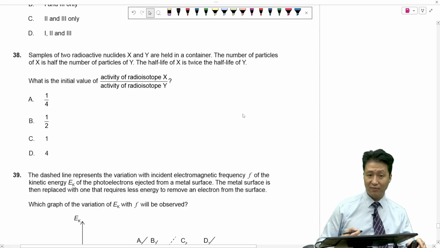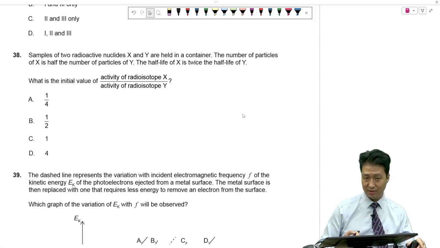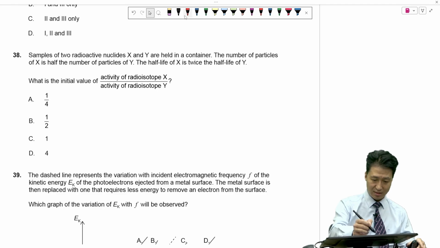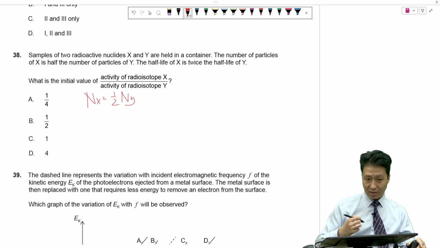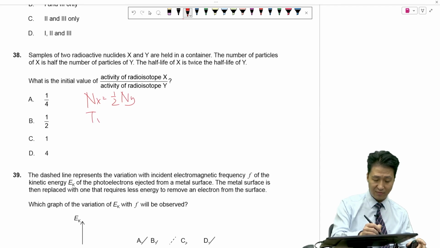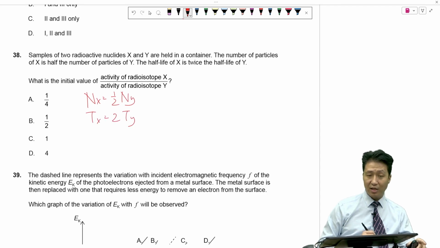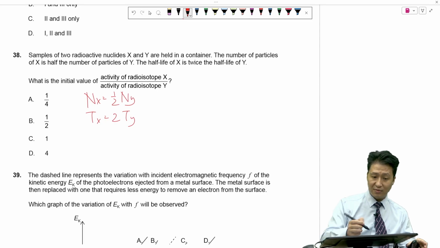Samples of 2 radioactive nuclides X and Y are held in a container. The number of particles of X is half the number of particles of Y. So let's write that down first. Number of particles of X is 1/2 the number of particles of Y. The half-life of X is twice the half-life of Y. So half-life of X is 2 times the half-life of Y. The question is, what is the value of the activity of X over the activity of Y?